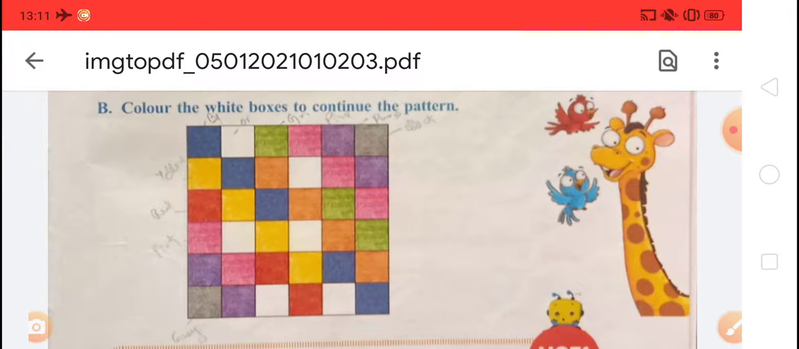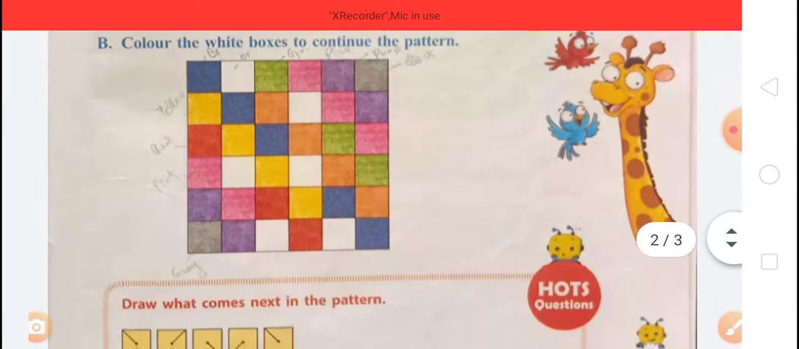White boxes. In fourth row, the first will be red and the second will be blue. In fifth row, there are no white boxes, and in sixth row, the first will be pink and the second will be yellow to continue the pattern. Thank you.